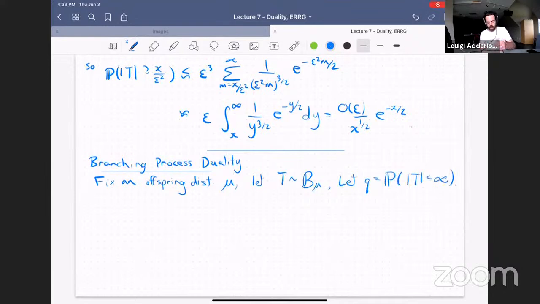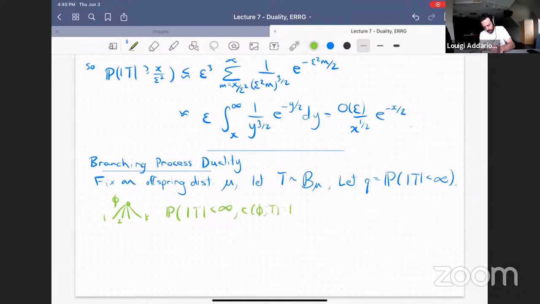And I want to ask about what's the probability of extinction conditional on the number of offspring of the root. So we have the root, and it has some number k of children. Maybe k is 4.